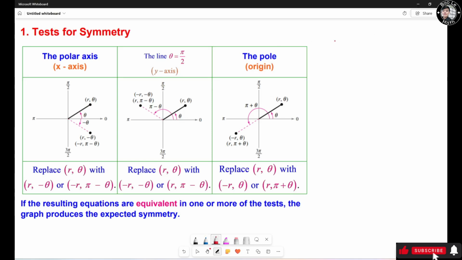Now I'm going to leave this one for you to practice: r equals negative 4 cosine theta. Note that cosine of negative s equals cosine of s, because cosine is an even function. And it's a good time to stop.